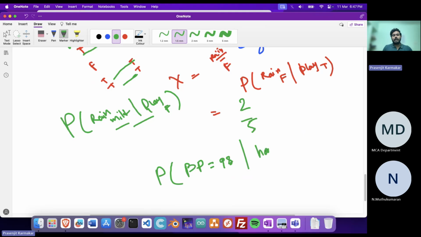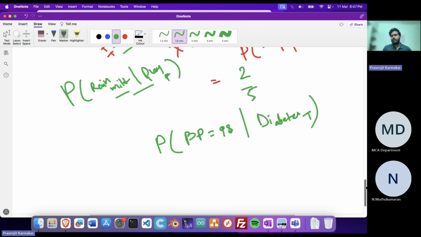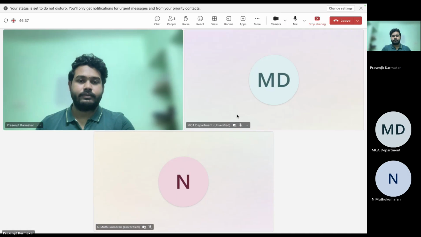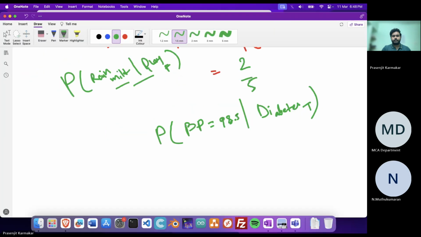So have diabetes true. Diabetes true. So how we can compute this? So this is difficult, right? Because BP can take any value, let's say 98.5. Now there may be no value in my data set that directly matches 98.5. It's a continuous column. So can anybody give us a hint what we can do? Okay, so let's see what we can do.